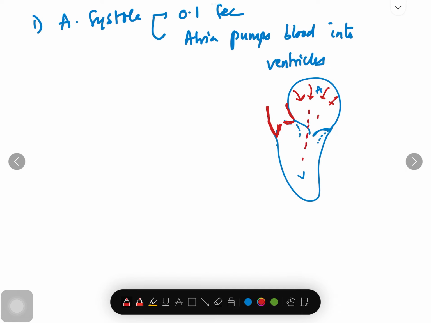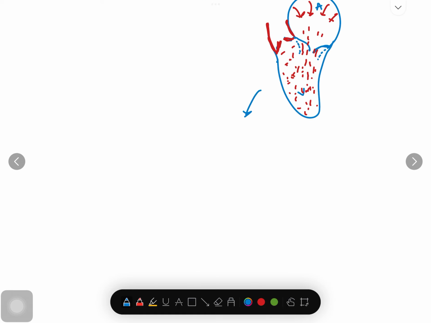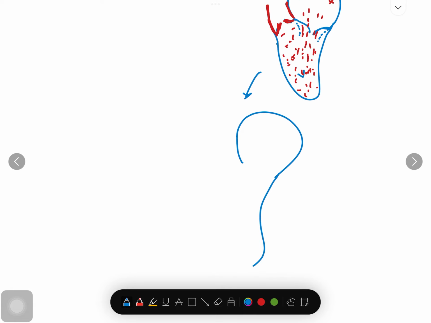It is squeezing itself, and this leads to opening of the valves, right? This leads to opening of the valves, and this leads to filling of ventricle. This is called as active filling, guys. So the ventricle is getting filled with the blood. Now what happens?